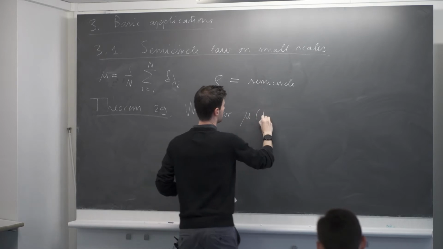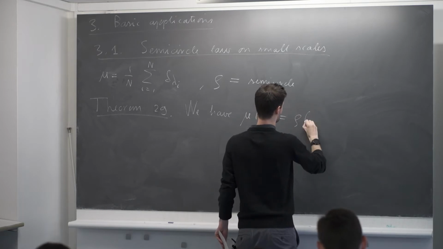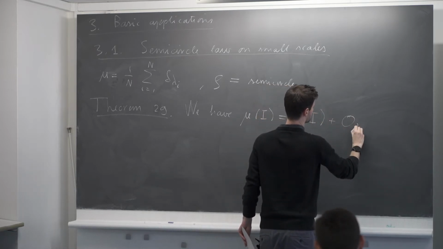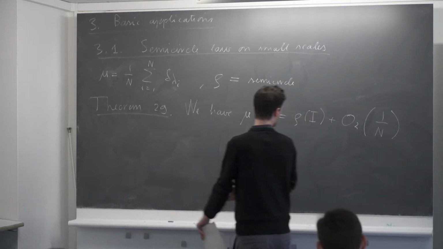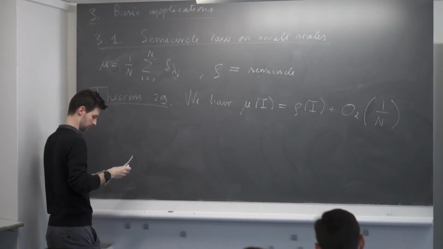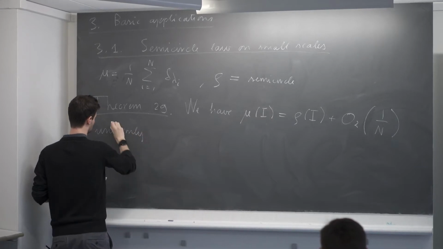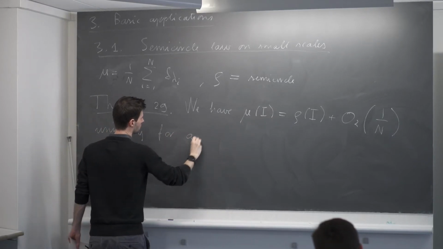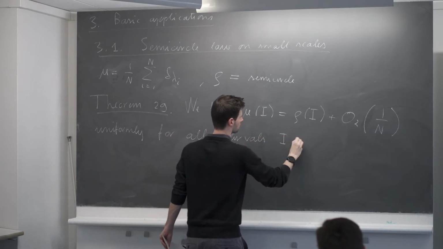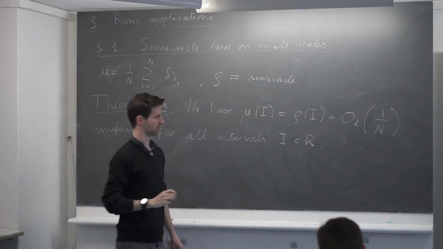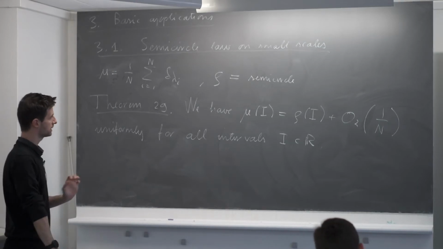So the claim is that mu of I for any interval I is equal to rho of I plus an error of order 1 over n, for all intervals. So this is a uniform high probability bound for any interval. And this is clearly the best you can hope for.